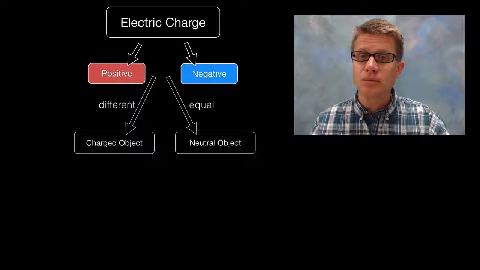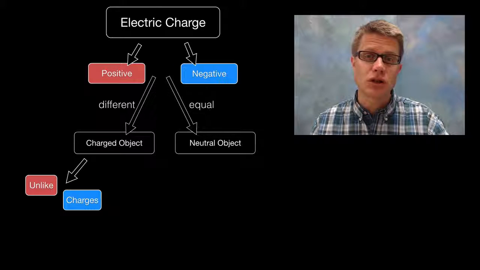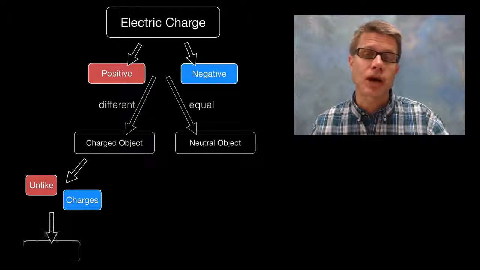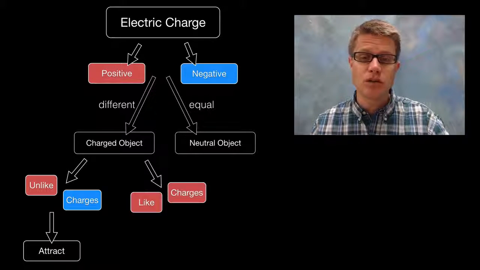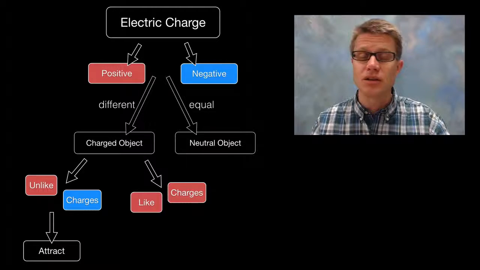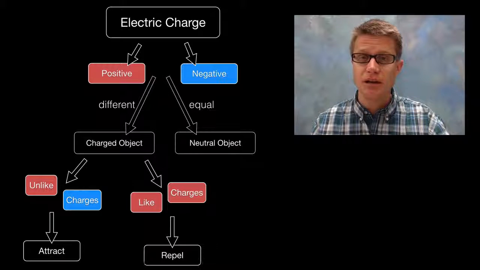Now let's say I bring two objects next to each other that have different charges. What's going to happen? There will be an attractive force between the two. But if we take two objects that have the same charge and bring them next to each other, that could be both positive or both negative, they're going to repel each other.